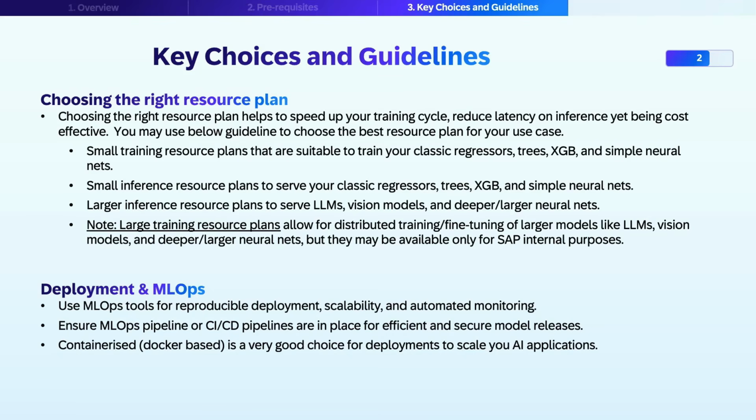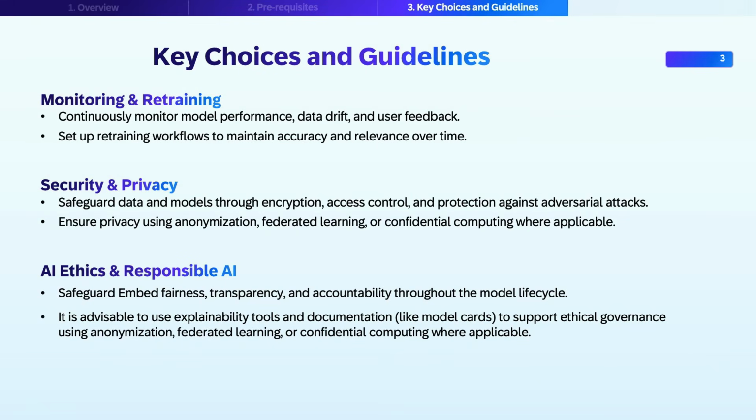For example, small training resource plans are suitable for classic regressors, decision trees, gradient boosted models, and simple neural networks. Small inference resource plans can also be used to serve those models in production. Meanwhile, large inference resource plans are designed for more demanding workloads, such as large language models, computer vision models, and deep neural networks.